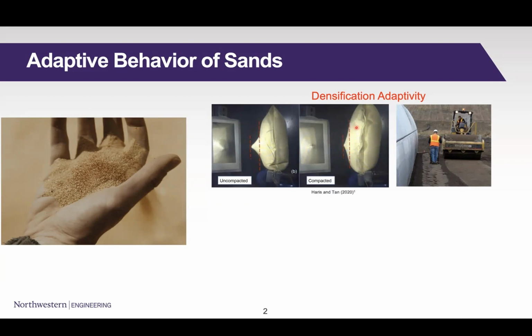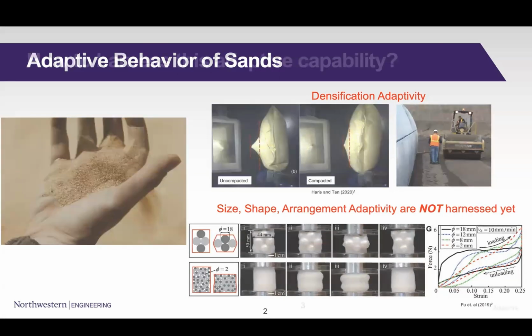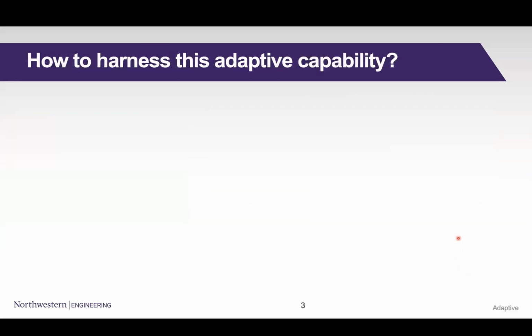However, by doing this, we are only harnessing a limited capability of these materials, which is the densification adaptivity. But these materials also possess significant adaptive capabilities when it comes to varying the size, shape, and arrangement of the particles, which has not been harnessed yet. For instance, if you look at these simple uniaxial compression experiments from Few et al., you can see that by varying the size of the steel balls, he is getting a different response in the force and strain plot. So an important question arises: how can we harness this adaptive capability of these materials?